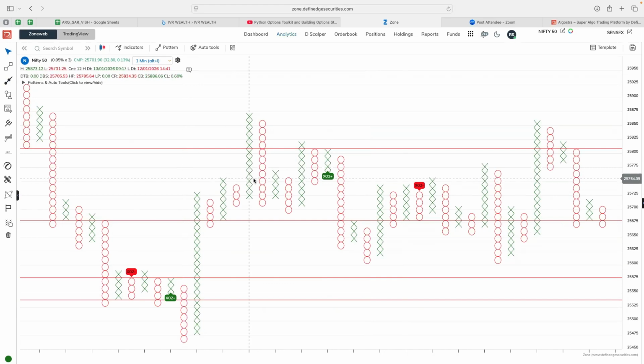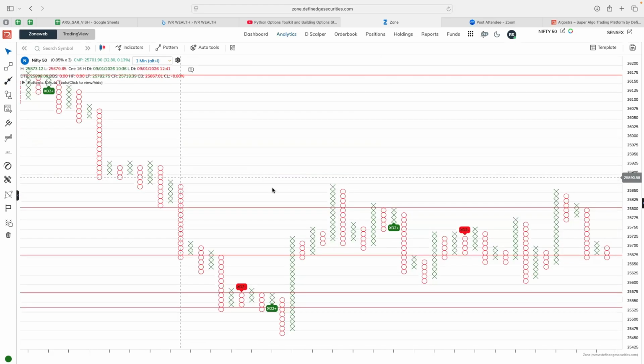The unique feature of point and figure is X and O. And in this X and O, I'm finding a pattern where both X and O made the same low or the same high, which means psychologically this level is where something has happened, right?